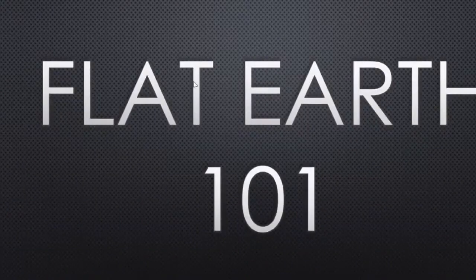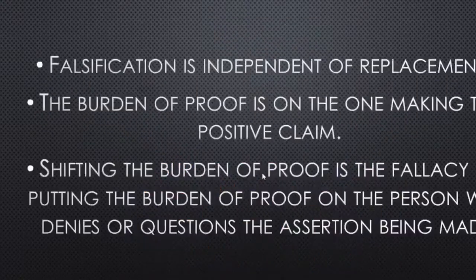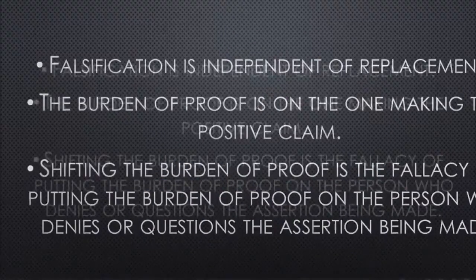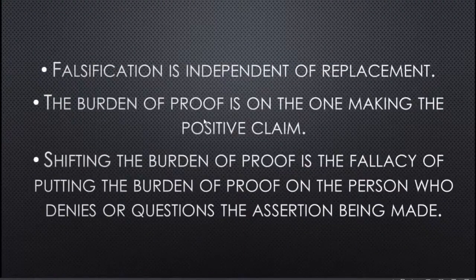All right. So, Flat Earth 101. Let's cover some basics of debate that oftentimes get left out of this conversation. Falsification is independent of replacement. Example, you think you have biological parents. They actually adopted you. You find the evidence you were adopted. They don't become your real parents until you find out who your real parents are. You falsified that they're your biological parents until you find out who they really are. So falsification is independent of replacement.